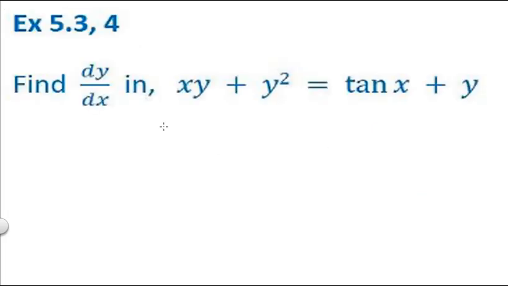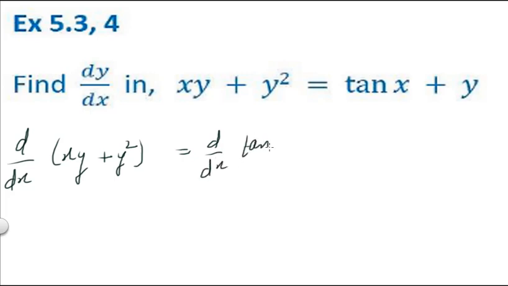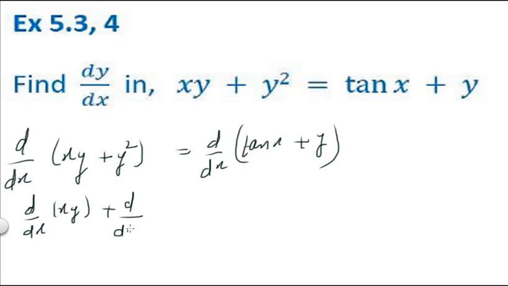Here comes the next question where we have to again find out dy by dx. Let us solve it. On both the sides we will write dy by dx of xy plus y square equals dy by dx of 10x plus y. Let us solve it. Dy by dx of xy plus dy by dx of y square equals dy by dx of 10x plus dy by dx of y.